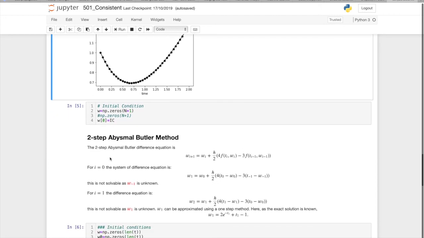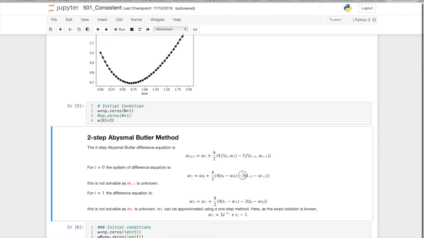Now, our Abysmal Butler method, the general form is w_{i+1} is equal to w_i plus h divided by 2 times (4 f(t_i, w_i) minus 3 f(t_{i-1}, w_{i-1})). For i is equal to 0, the system of differential equations is very easily transformed to w1 is equal to w0 plus h divided by 2 times (4 (t0 minus w0) minus 3 (t_{-1} minus w_{-1})). Straight off, I've just changed f to be actually what's the right-hand side. But what we have here is a problem. We don't know w_{i-1}. We don't know this whole section here.